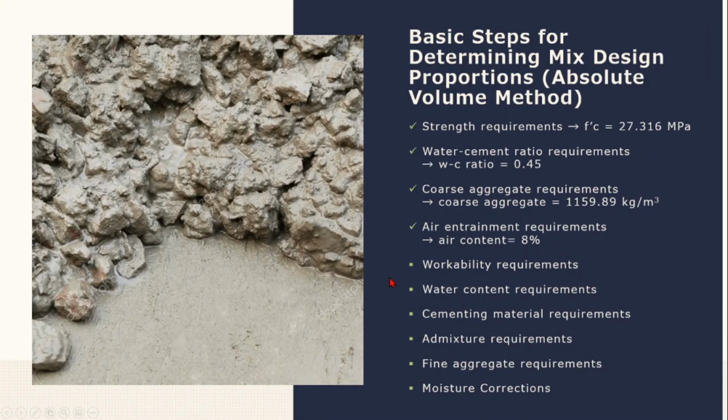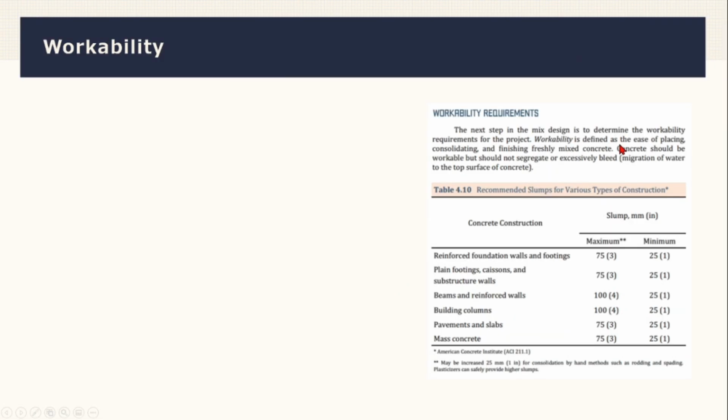Next is workability requirements. Workability is defined as the ease of placing, consolidating, and finishing freshly mixed concrete, and concrete should be workable but should not segregate or excessively bleed. In this case, we just have to select the maximum and the minimum slump corresponding to the type of concrete construction. In our problem, we are going to build a pier which best fits as a column.